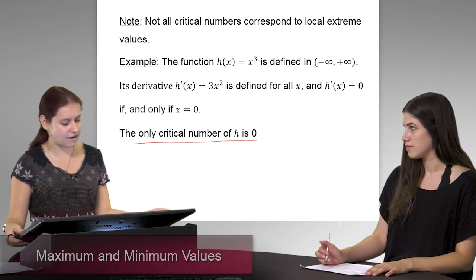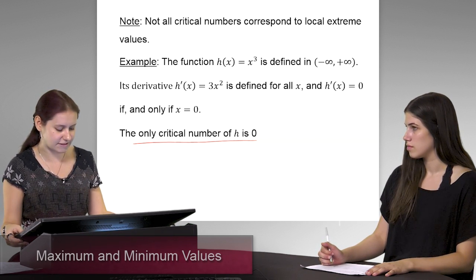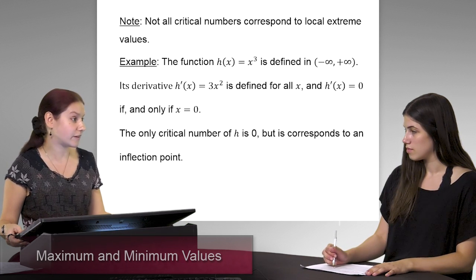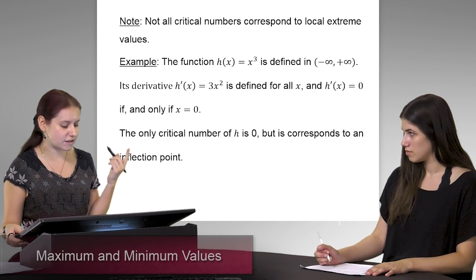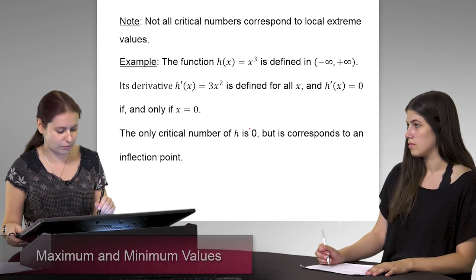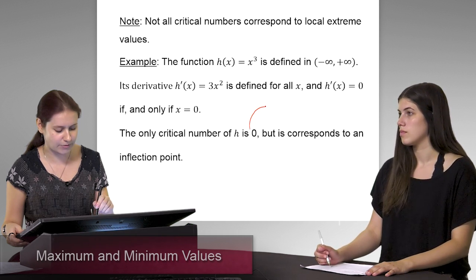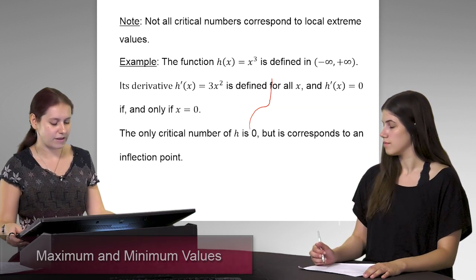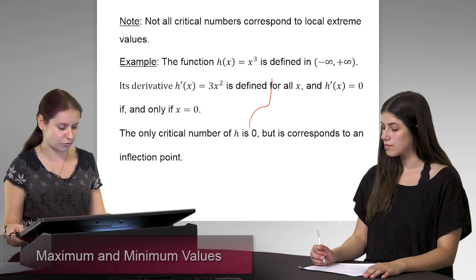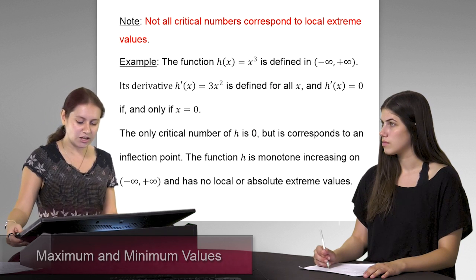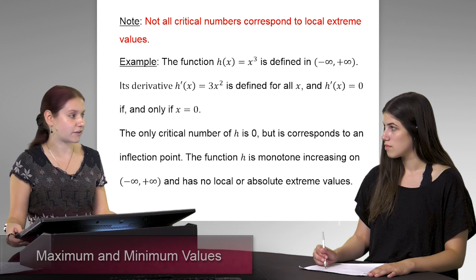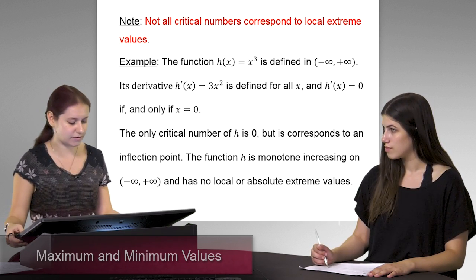Will this number give us any local minimum or local maximum? Let's see. I will draw the graph in a second, but it is actually an inflection point. So we should be careful with conclusions. It is a critical number, but it just changes the behavior of the function: the function was increasing, stopped for a second, and kept increasing, indicating an inflection point here. Not a local minimum, not a local maximum at all. The function h is monotone increasing everywhere and has no local or absolute extreme values. It just keeps increasing.